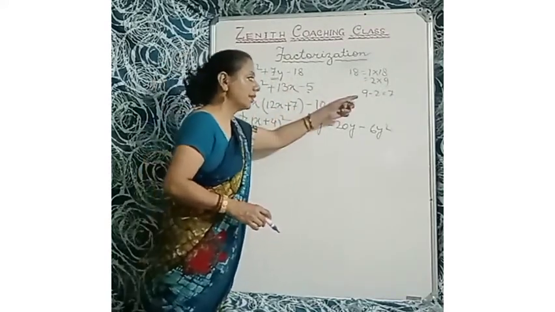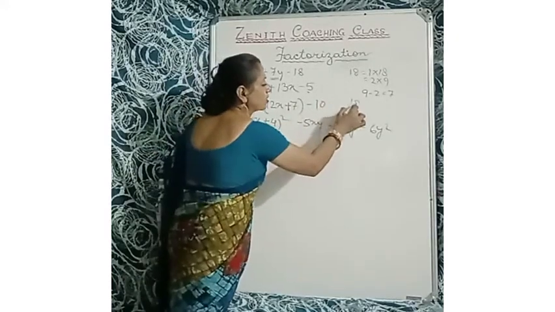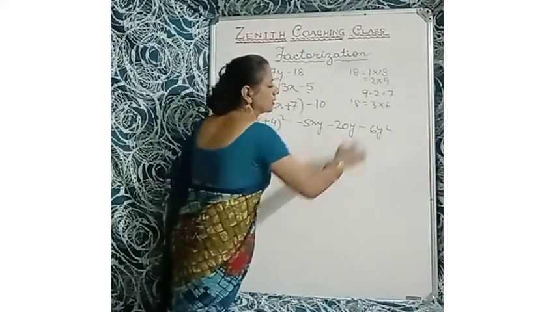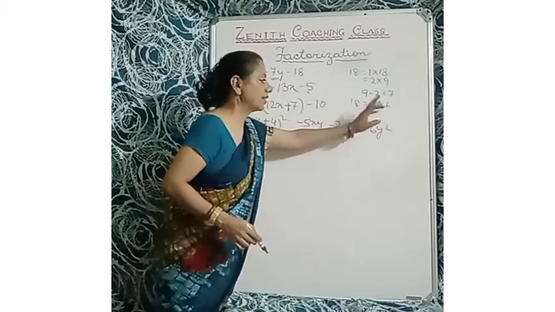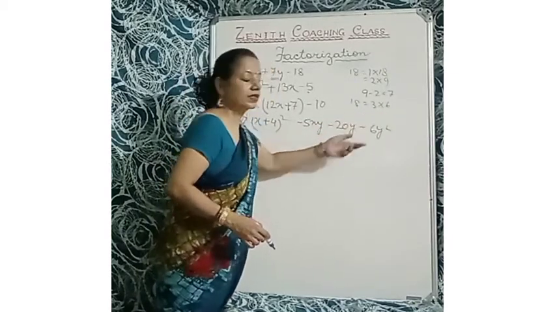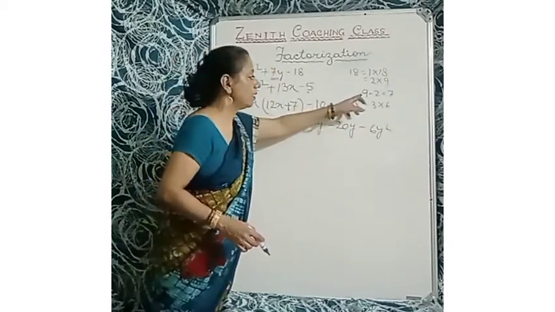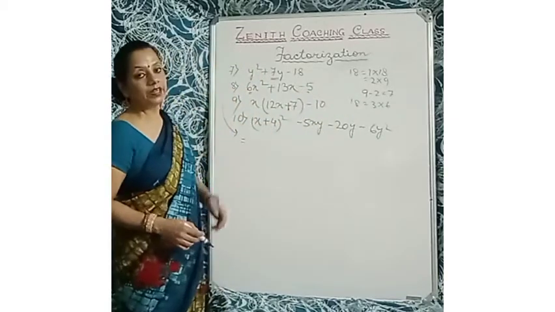So we will take the second one. And 18 is equals to 3 multiplied by 6. So 3 plus 6 is 9. And 6 minus 3 is 3. So don't take it. Take 9 minus 2, 7. That is called middle term factor.